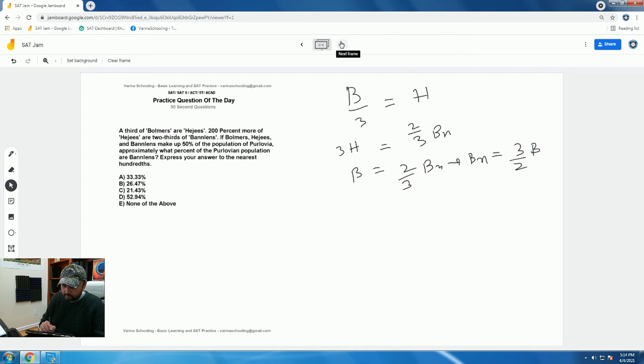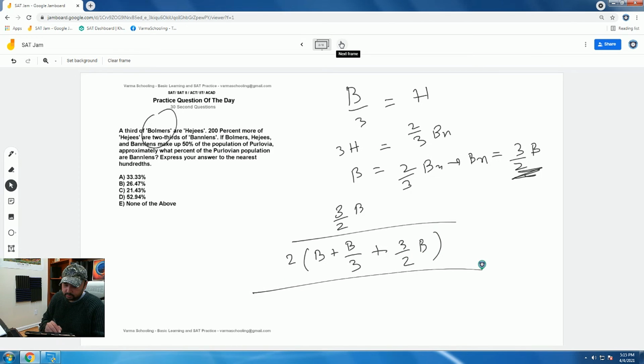So it wants to know what percentage of the population are Banlans. So we know that Banlans expressed in terms of Bomers is 3 divided by 2 B. And then let's just take, what's the Parlovian population? It would be 50% of the population. All 3 of them make up half the population. So the total population is 2 times the sum of the 3: Bomers, Hagees, and Banlans. So let's just say B plus B by 3, those are your Hagees, and then you've got your Banlans, which is 3 over 2 B. If you calculate that ratio, you will come up with 26.47. So choice B.